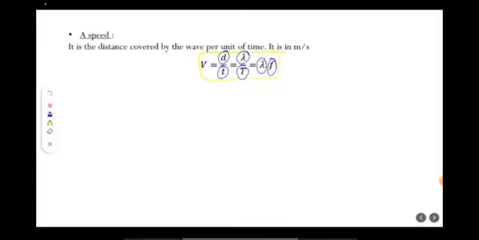The speed is symbolized by V, small letter or capital letter, and its SI unit is meter per second, which means that the distance must be in meter and the time must be in second. The wavelength must be in meter, the period must be in second, the frequency must be in hertz. So to obtain a speed in its SI unit, every value that we are using must be in its SI unit.